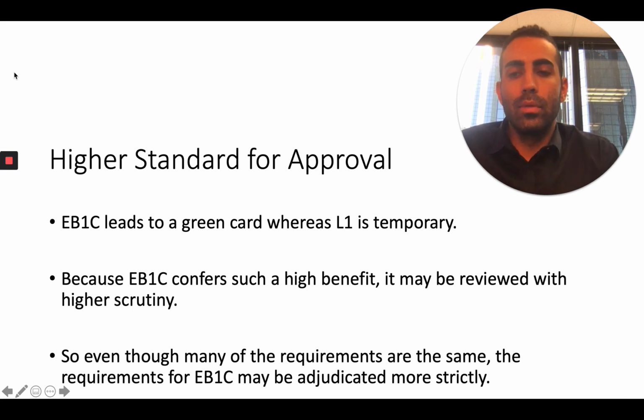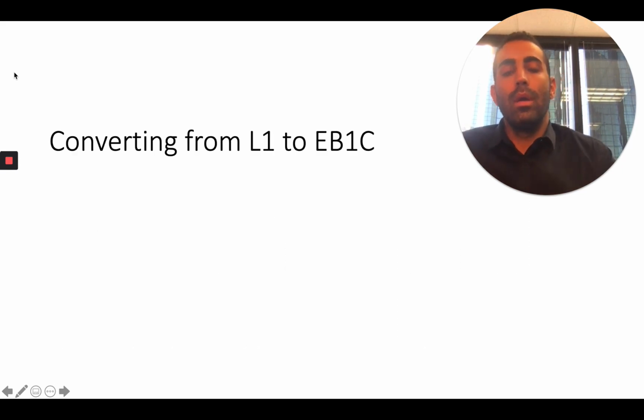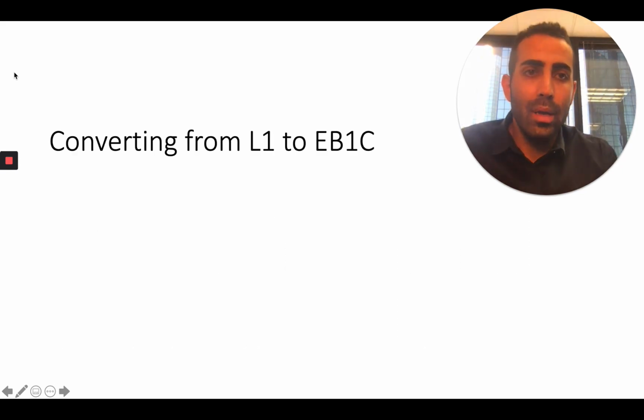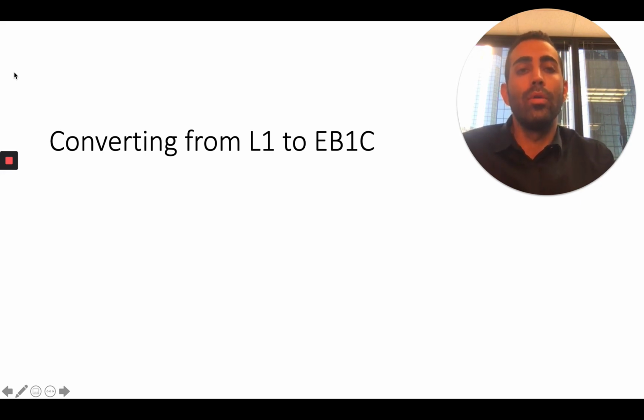So what I wrote here: even though many of the requirements are the same, the requirements for EB1C may be adjudicated more strictly. Now, another thing I want to quickly touch upon is converting from L1 to EB1C. This is a very popular option. So I just want to address a couple of things that you should keep in mind when doing this.